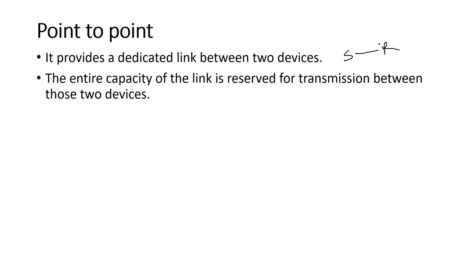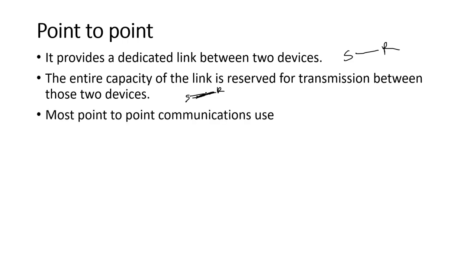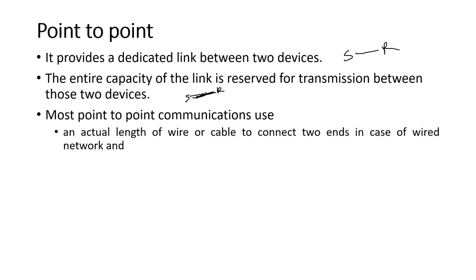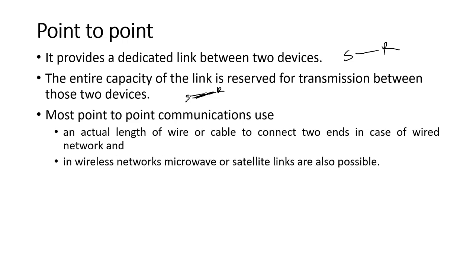In point-to-point connection, the entire capacity of the link is reserved for transmission between those two devices. Here only two devices are there, that is sender and receiver. Because of these two devices, this link is purely reserved for the transmission between the sender and the receiver. Most point-to-point communications use an actual length of wire or cable to connect two ends in case of a wired network. And in case of a wireless network, it uses microwave or satellite link or radio communication.